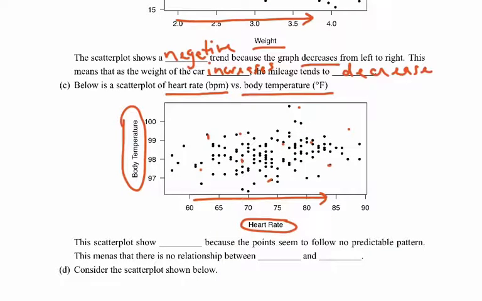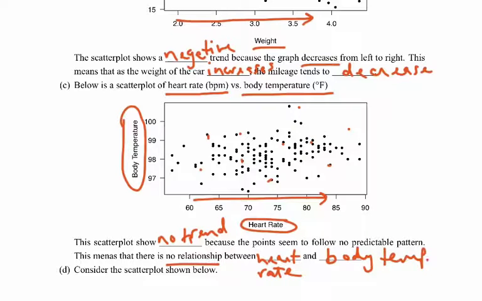And so for that reason, we would say that this scatter plot shows no trend, because the points seem to follow no predictable pattern. So this means that there is no relationship between heart rate and body temperature. There doesn't seem to be a relationship in this data.